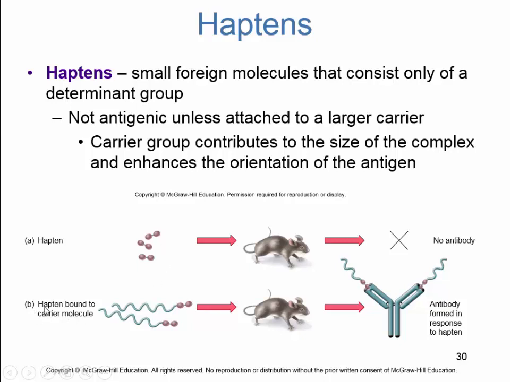The hapten, however, if it is bound to a carrier molecule, it is now large enough and more antigenic. When it is more antigenic, then the T cells will become activated, B cells in turn will become activated, and will produce antibodies that can later then opsonize this particular hapten.